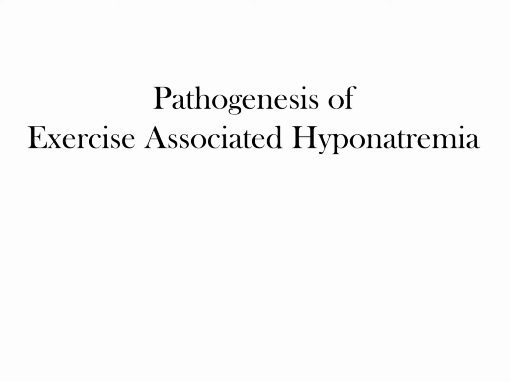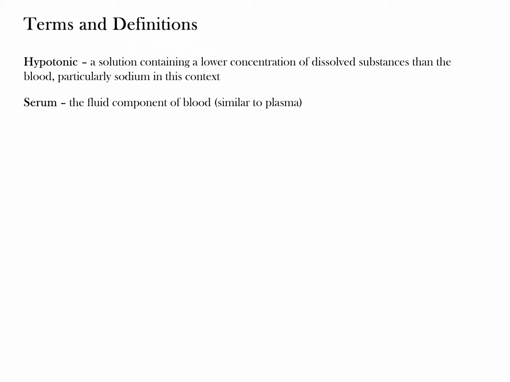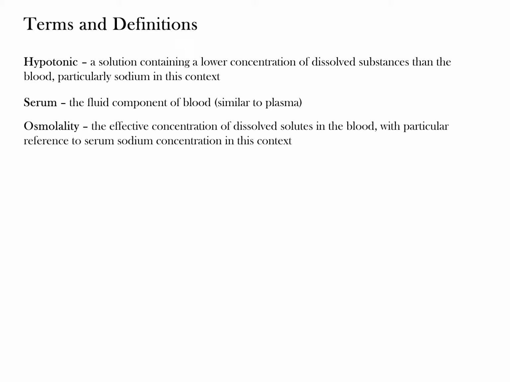In this video, we will be discussing the pathogenesis, or the causes and mechanisms, of exercise-associated hyponatremia. It is necessary to first define a number of terms. Specifically, hypotonic refers to a solution containing a lower concentration of dissolved substances than the blood, particularly sodium in this context. Serum is the fluid component of blood similar to plasma. Osmolality is the effective concentration of dissolved solutes in the blood, with particular reference to serum sodium concentration.